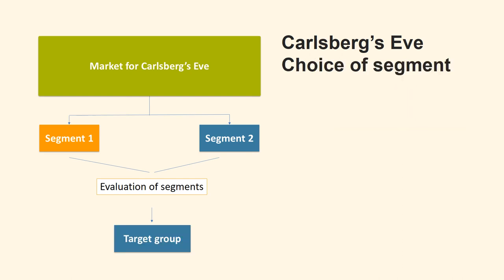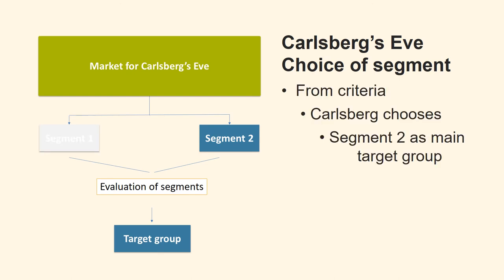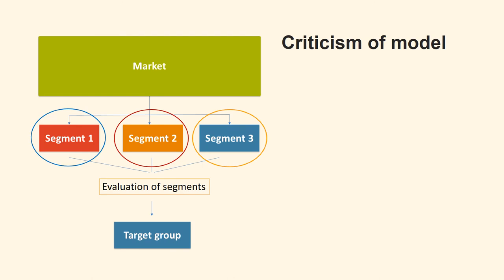Choice of segment for Carlsberg's Eve. Based on the above criteria, Carlsberg chooses segment 2, women aged 30 to 36, as their main target group, and hope that some of their marketing efforts will also reach segment 1.